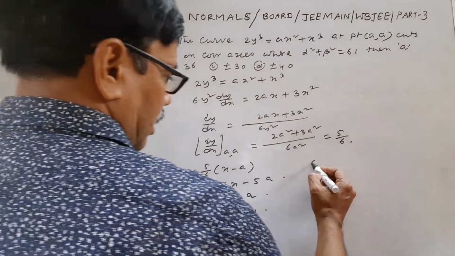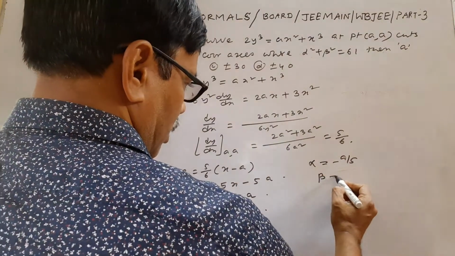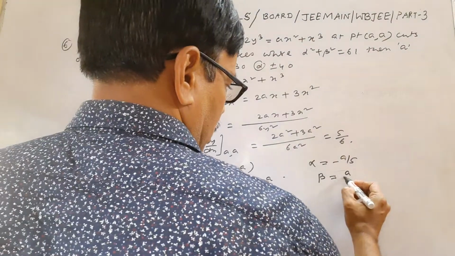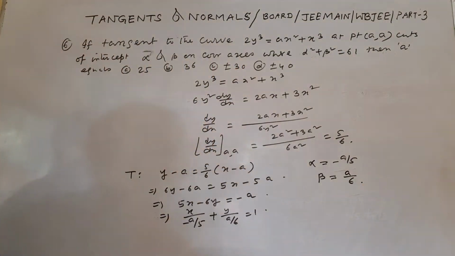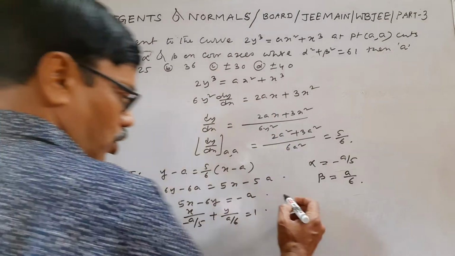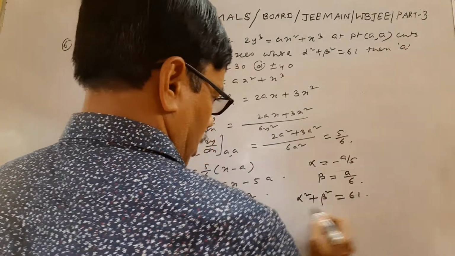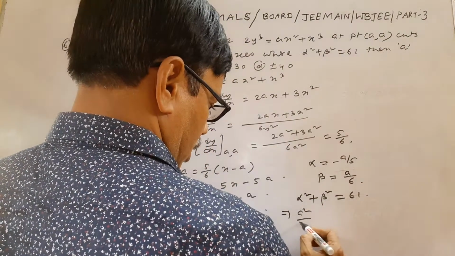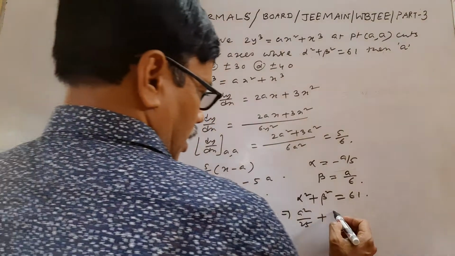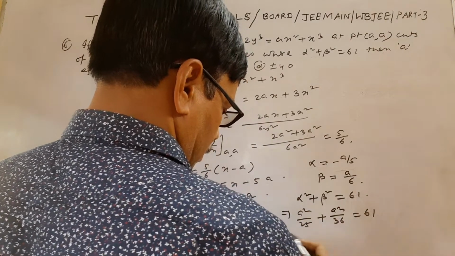So what is the x intercept? This is alpha, minus a by 5. What is the y intercept? This is a by 6. So we are getting alpha and beta. Now one more condition is given: alpha square plus beta square is 61. So a square by 25 plus a square by 36 equals 61.